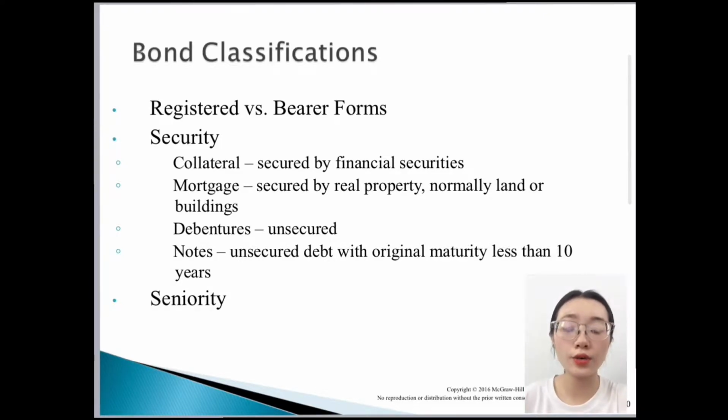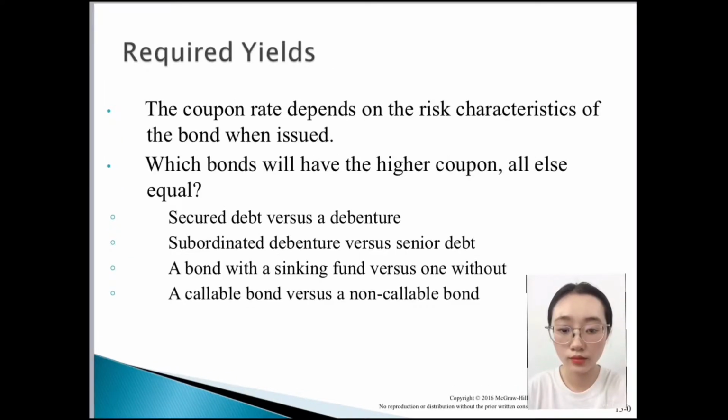And next is security, and there is collateral. Collateral is secured by financial securities. The mortgage is secured by real property, normally land or buildings. And the debenture or notes are unsecured, and this is information that you can learn in business law. And the last thing of bond classification is seniority. So after we consider bond classification, we will continue with the required yield.